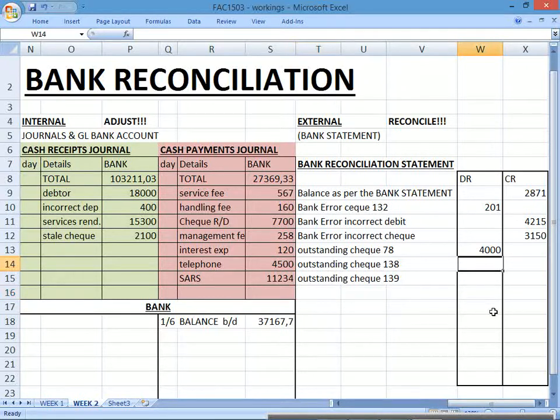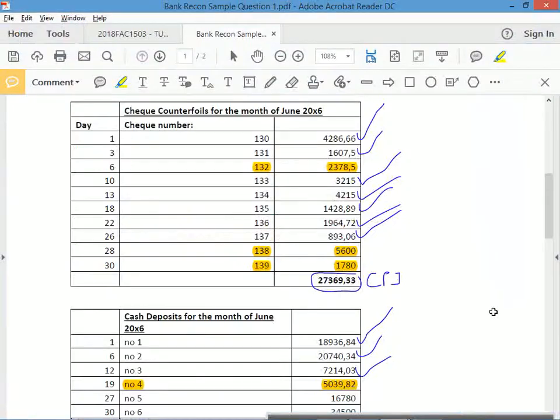Okay, they're outstanding. They're eventually going to go through at some point in the future. 5,600 and 1,780. Those are two outstanding checks. Right, they're outstanding because you haven't ticked them. Now you can tick everything there.